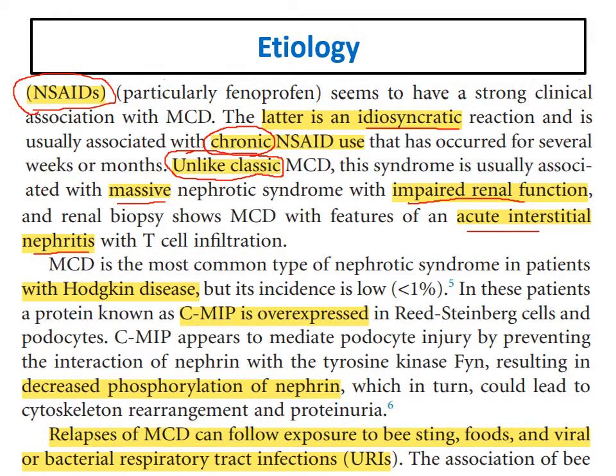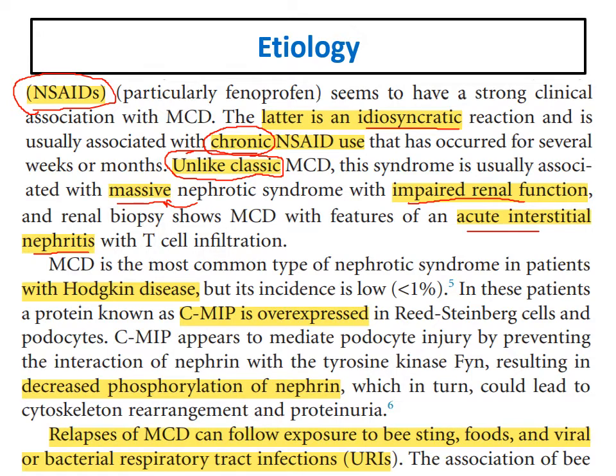Let's revise. In NSAID causing secondary minimal change, it is usually an idiosyncratic reaction, usually follows a chronic NSAID use, not acute use, and has some peculiar presentations. This nephrotic syndrome is usually massive, not mild, usually associated with impaired renal function, and in renal biopsy there is an associated acute interstitial nephritis. This is what about NSAID.